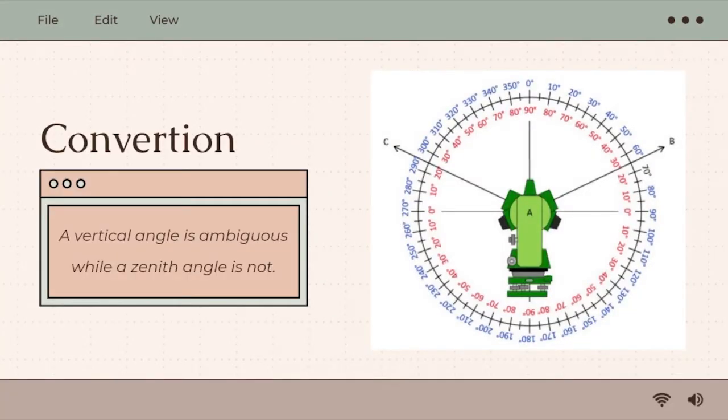So the conversion between the vertical and zenith angles is pretty simple as long as one thing is remembered. A vertical angle is ambiguous while a zenith angle is not. So what does this mean? In the figure, we have lines AB and AC that both have a positive 25-degree vertical angle but different zenith angles, because line AB has a zenith angle of 65 degrees, while line AC has a zenith angle of 285 degrees respectively. And to convert from a vertical angle to a zenith angle requires knowing which side of the zenith circle is involved.